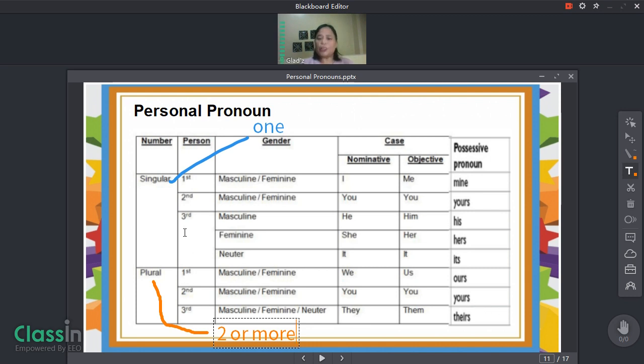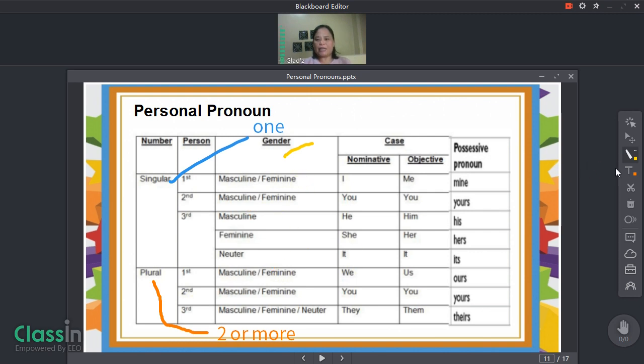For the third person, we have he, she, it; him, her, it; his, hers, its. And for the plural, we have they, them, and theirs. We also have the gender of the pronouns: masculine, feminine, and neuter.